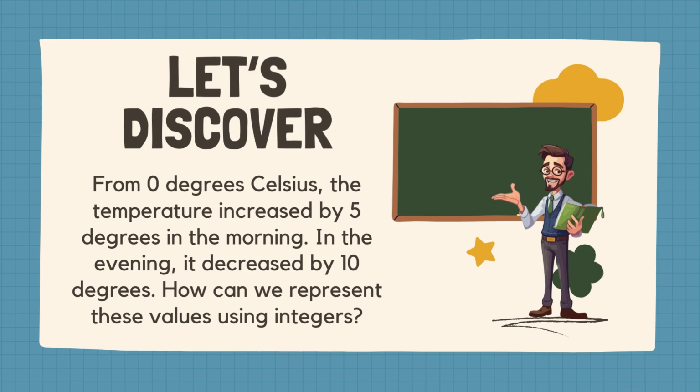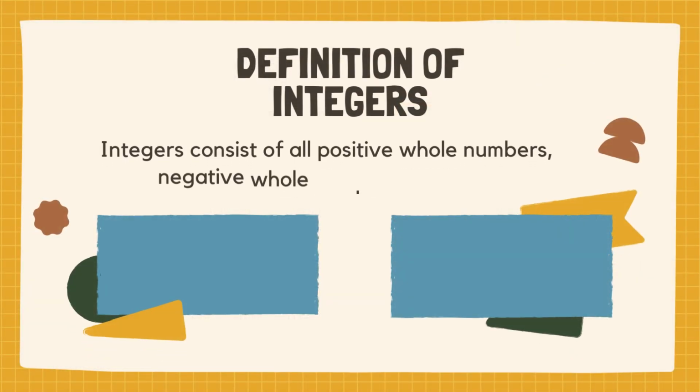But before we go into the definition of integers, let's take an example. Let's suppose from 0 degrees Celsius the temperature increased by 5 degrees in the morning, and in the evening it decreased by 10 degrees. Now how can we represent these values using integers? So before we answer that, let's just define integers.